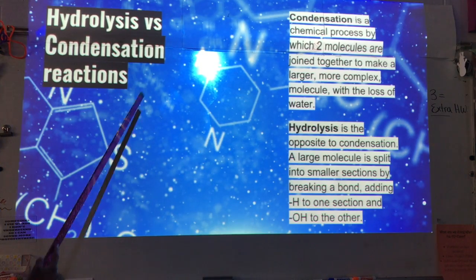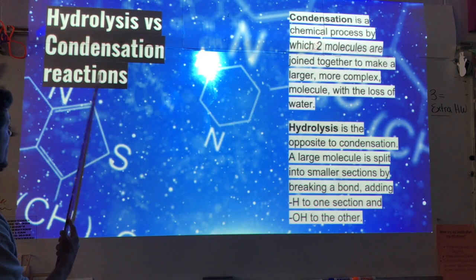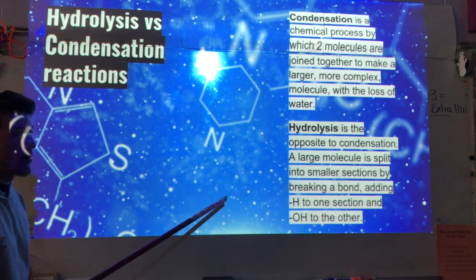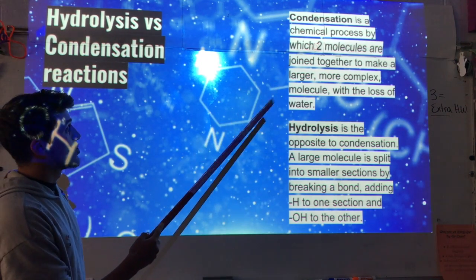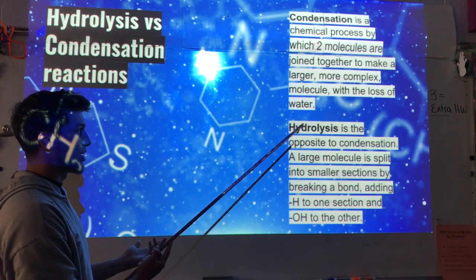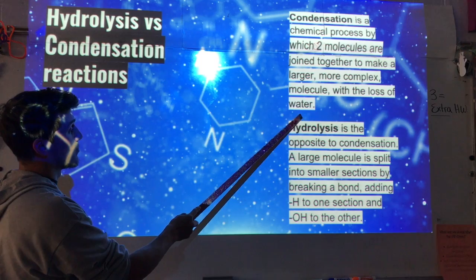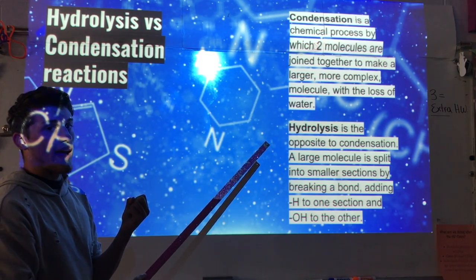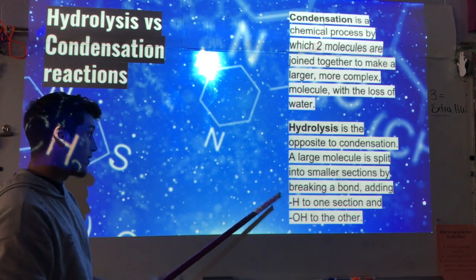And then how they end up forming, we have hydrolysis and condensation reactions, which are the two different main types of how these molecules get formed. Condensation is the chemical process in which two molecules are joined together to make a larger, more complex molecule with the loss of water. So it's important to remember condensation, loss of water. What it does is it squeezes the water out, which allows for bonding and allows for macromolecules to be created.